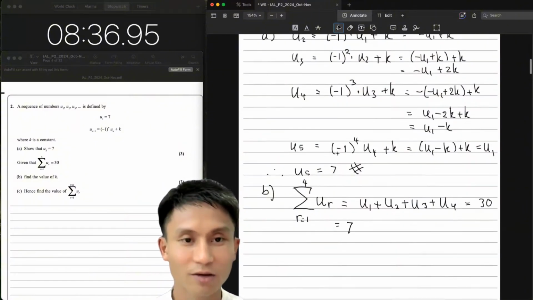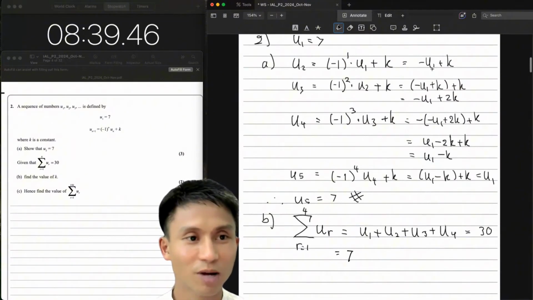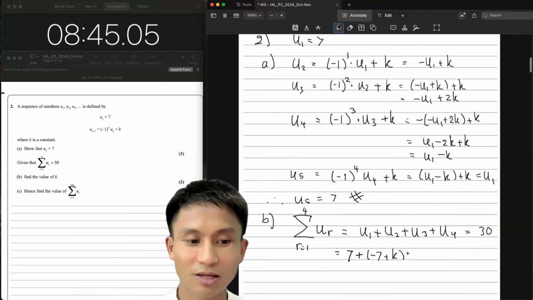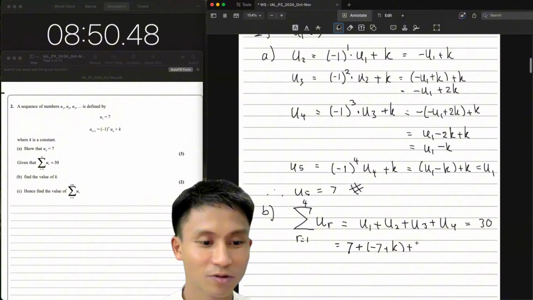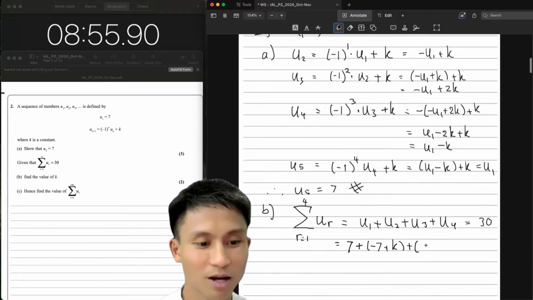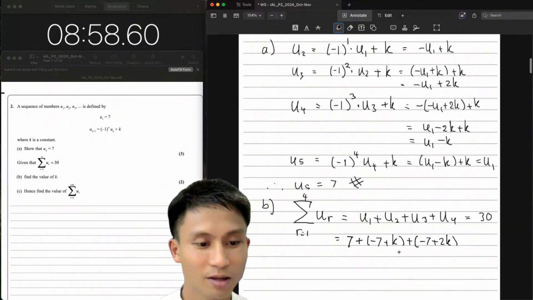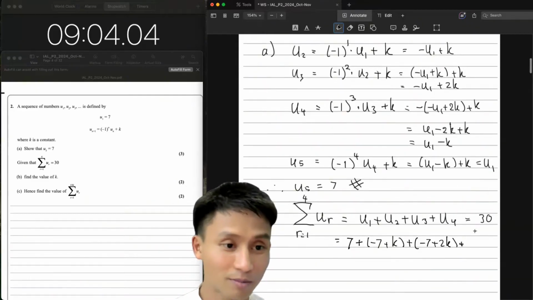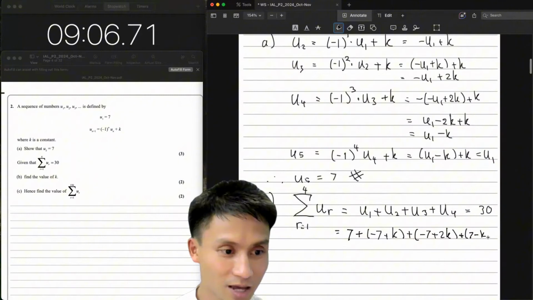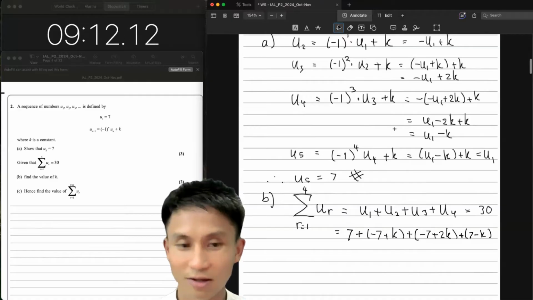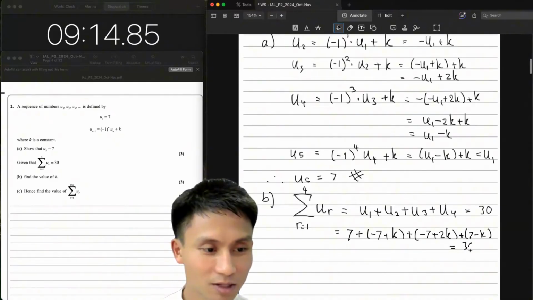So we're going to take all the u's here from 1 down to 4 and then add up to 30. So u1, we are given, that's 7. u2 is just minus 7 plus k. So that is plus a minus 7 plus k. I'm just going to keep writing down first, although I know that they can cancel now, just for reference. Now u3 is minus u1 plus 2k, minus 7 plus 2k. Yeah, and u4, just squeezing a little bit here, would be u1 minus k, so that's 7 minus k. So that's done, right? Because we don't need u5. And all of this is equal to 30.